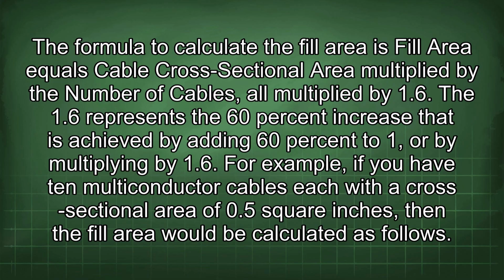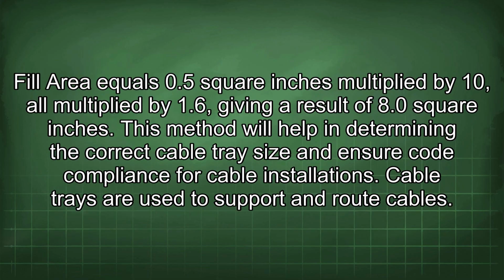For example, if you have 10 multiconductor cables each with a cross-sectional area of 0.5 square inches, then the fill area would be calculated as follows. Fill area equals 0.5 square inches multiplied by 10, all multiplied by 1.6, giving a result of 8.0 square inches. This method will help in determining the correct cable tray size and ensure code compliance for cable installations.